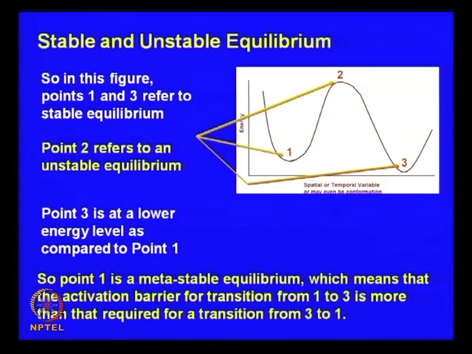In other words, if you want to hop from 1 to 3, vis-a-vis you want to also hop from 3 to 1, the activation barrier for traveling from a metastable equilibrium to a stable equilibrium will be lower than that for traveling from the most stable equilibrium to a metastable equilibrium. So, naturally, if you are supplying energy to a system, hopping from 1 to 3 is possible, but once it attains 3, it is very difficult to dislodge the system from its stable equilibrium position.